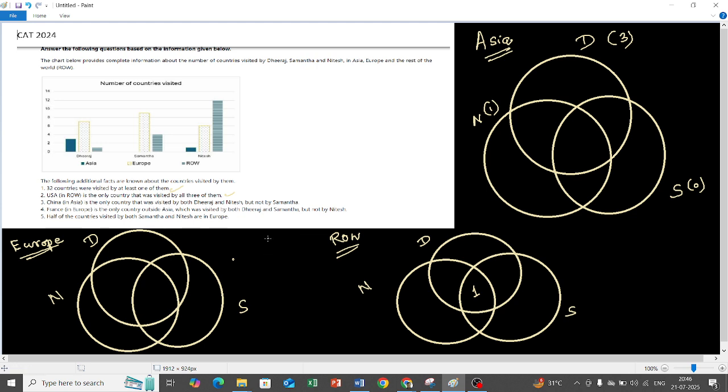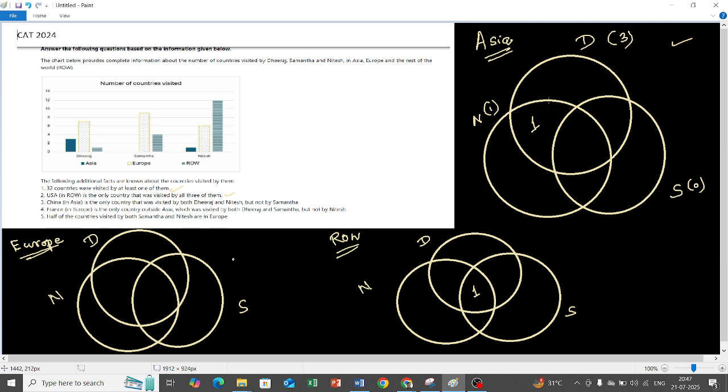Now see, China is the only country that was visited by both Dheeraj and Nitish but not by Samantha. So China, which is in Asia, that means I will take this one. So where is Dheeraj and Nitish? But not by Samantha, remember. So I will put a 1 over here.